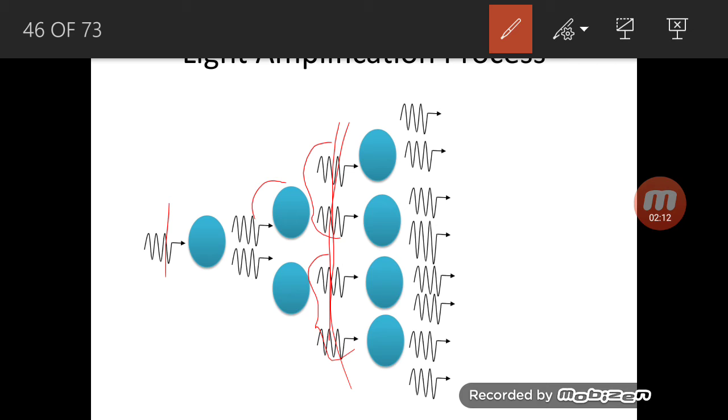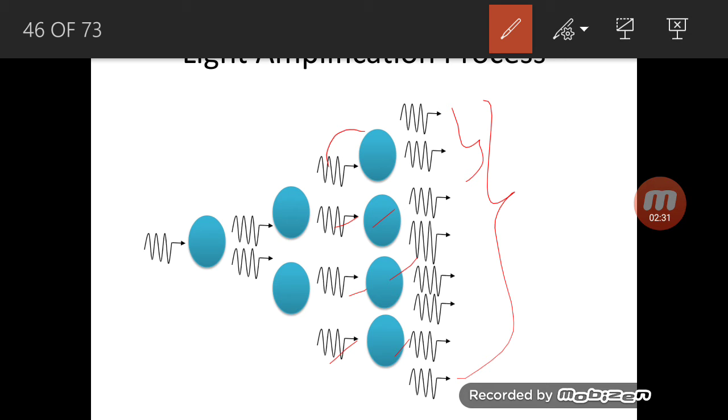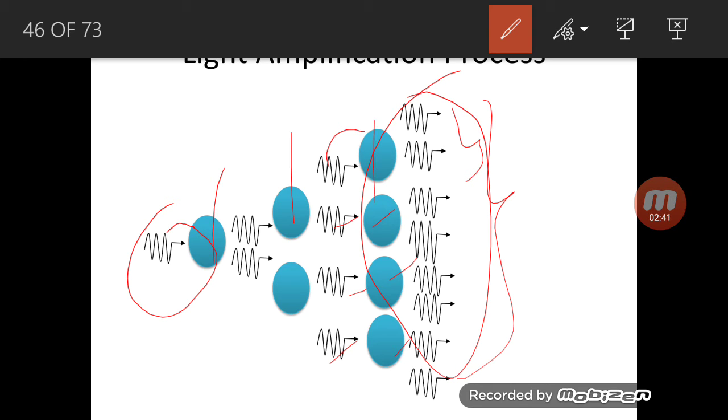Similarly, I can use these four to stimulate other atoms in the excited state. Okay, this photon will interact with this, producing two. Similarly, this interacts with this, that means all four photons interact with the four atoms, giving out eight photons. Okay, so basically I got one photon, and from one I have eight photons. I should have only these excited atoms to get the photons.